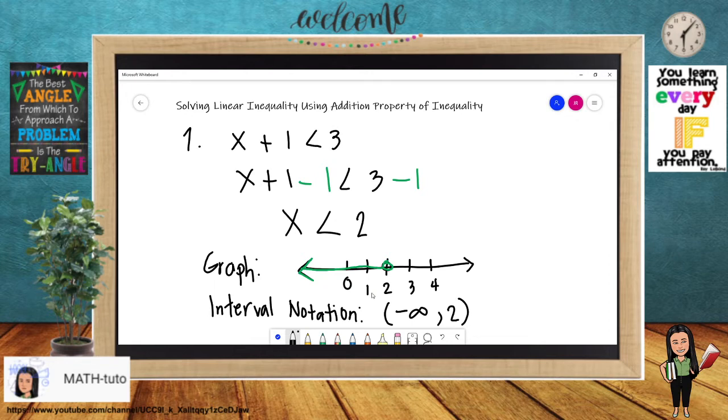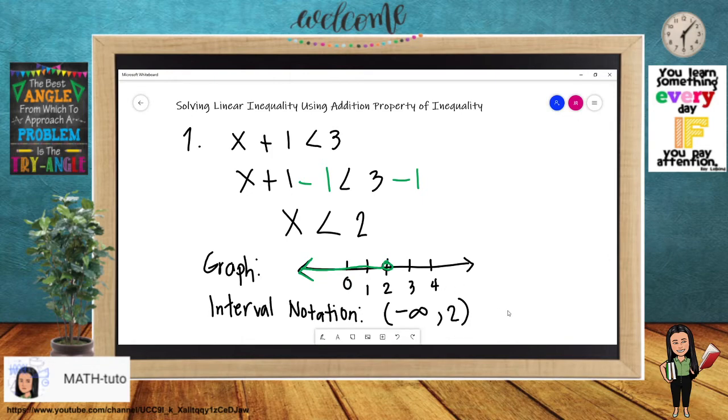But in checking your answer, of course, you can choose any value in the interval. It is just a suggestion to use an integer for easier solving. But preferably, you choose a number closest to 2 that is less than 2. So, let's say 1.9. If you substitute 1.9 here, 1.9 plus 1 is 2.9, less than 3. So still true. Which means that the answer to this inequality is really x less than 2.